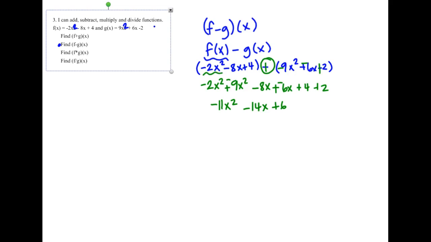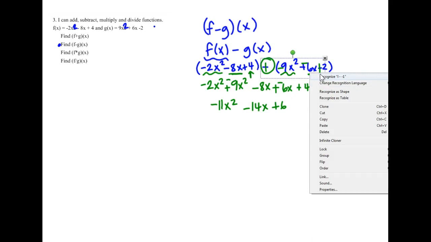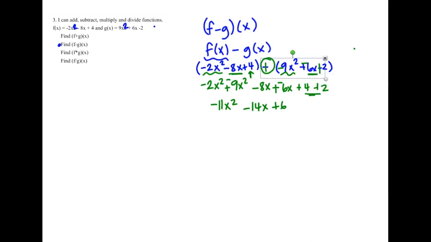And so again, we would have -2x squared plus -9x squared, which is exactly what we have here. And then I would say -8x plus negative 6x, which is exactly what we have right here. And then the positive 4 and now a positive 2, which is exactly what we have right here.